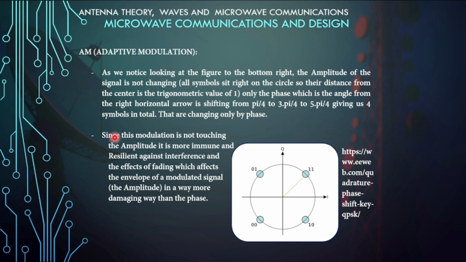Since this modulation is not touching the amplitude, it's more immune and resilient against interference, because usually interference affects the amplitude more than it affects the phase. By the way, the amplitude is the distance from the center of the trigonometric circle all the way to the circumference here. This is where the amplitude of the signal is, this distance, this radius here. So the effects of fading are mitigated for such a modulation scheme more than QAM or other modulation schemes.